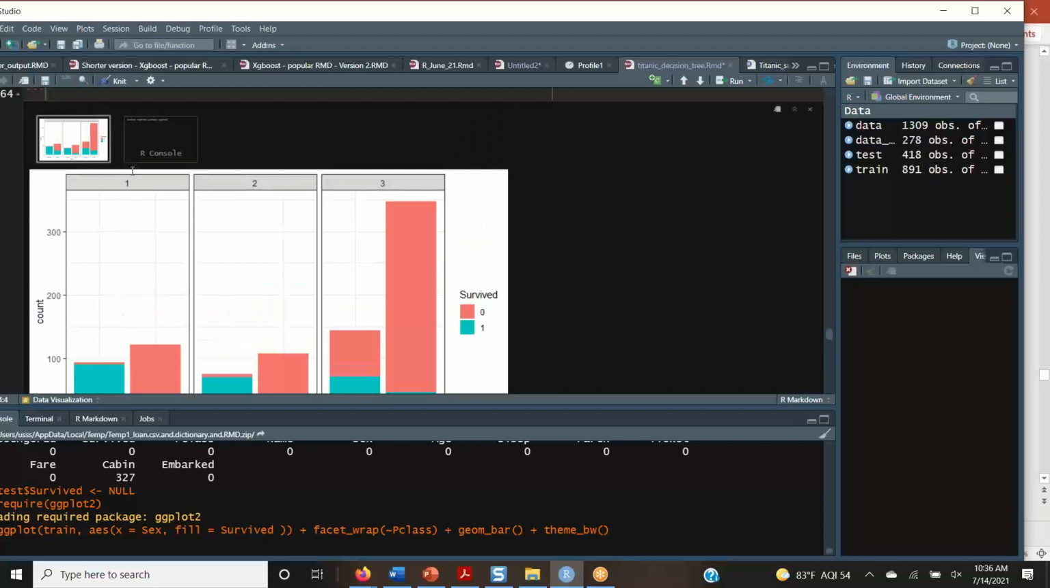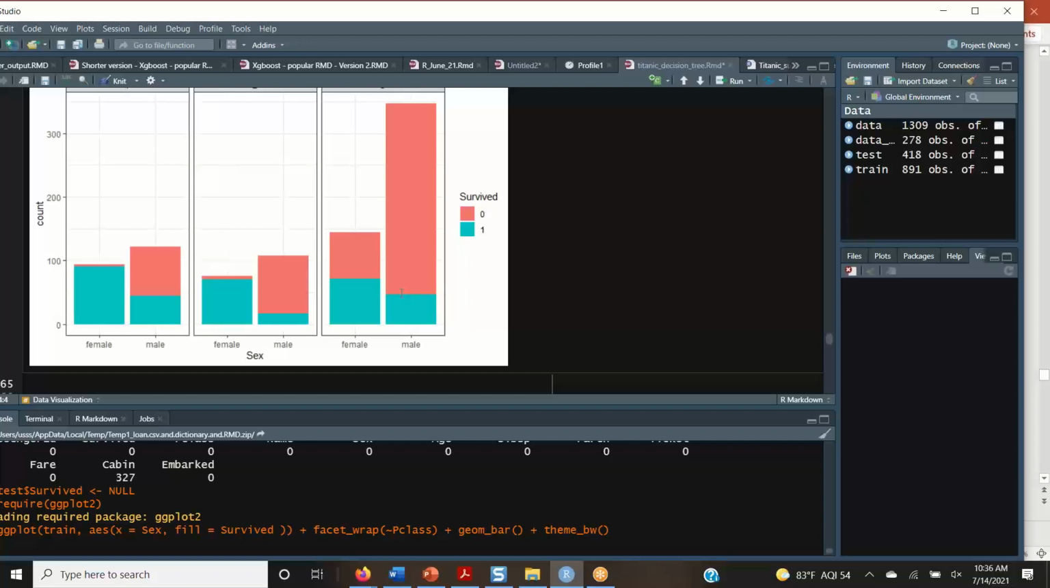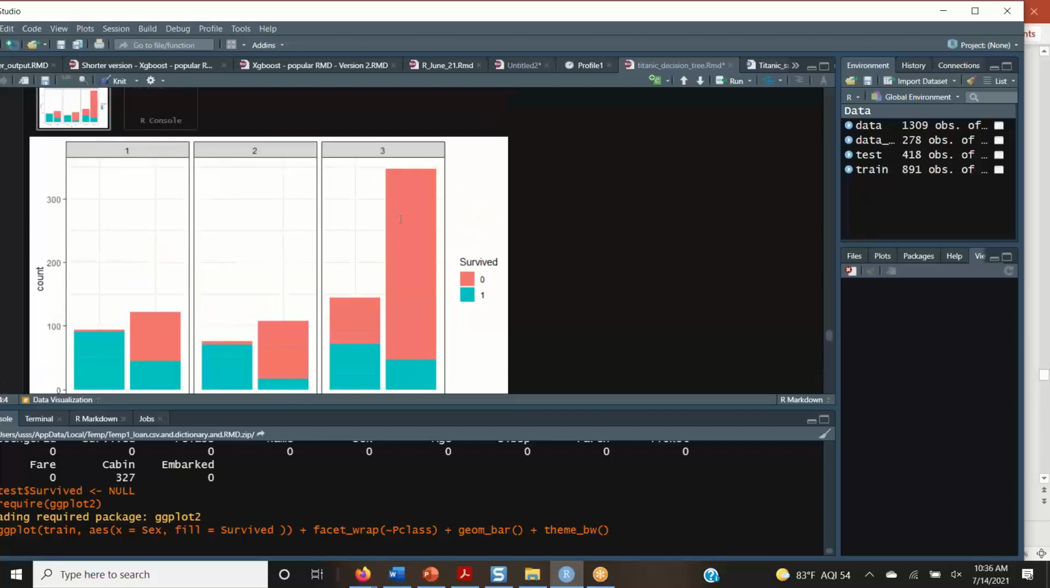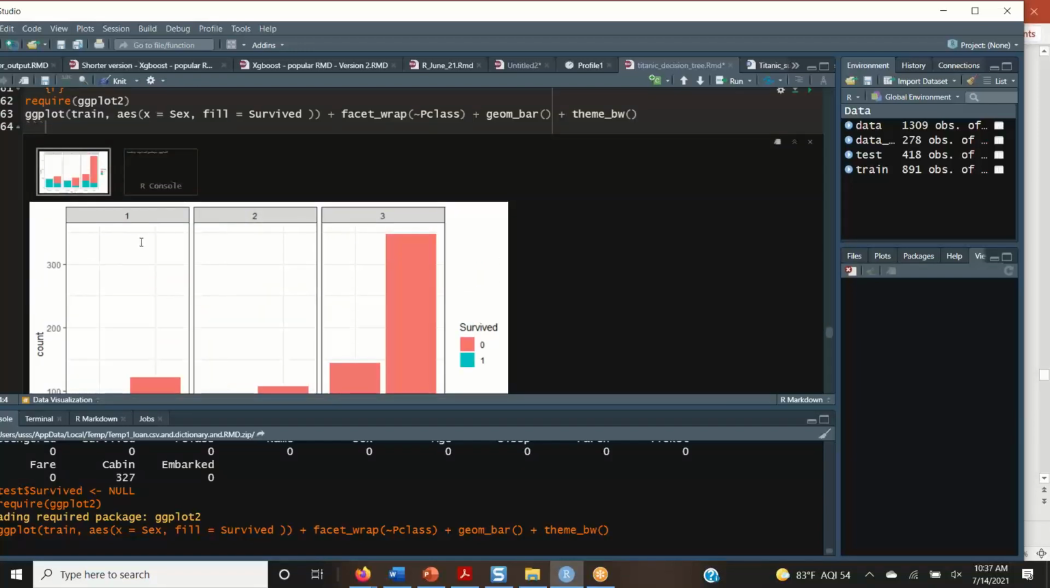So let me interpret it correctly. For the people in the first class, if you are a female, you are more likely to survive. That's what this means. If you are in third class and female, then you are likely to survive 50-50, almost 50. But in the first and second class, females are almost 100% likely to survive. And you can see the third class males are many, because there are too many of them, right? There are a lot of males in the third class.